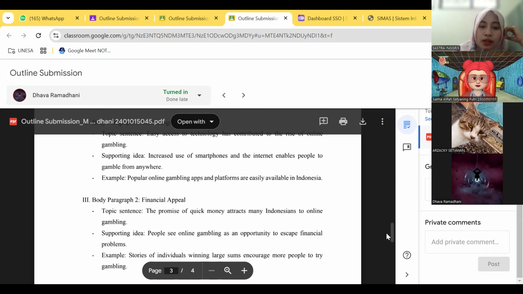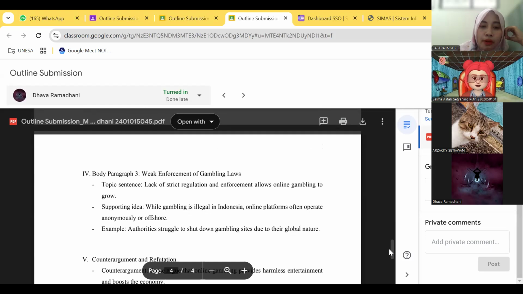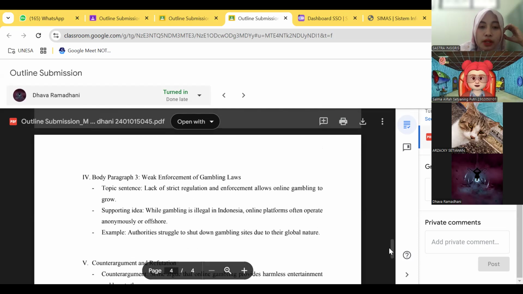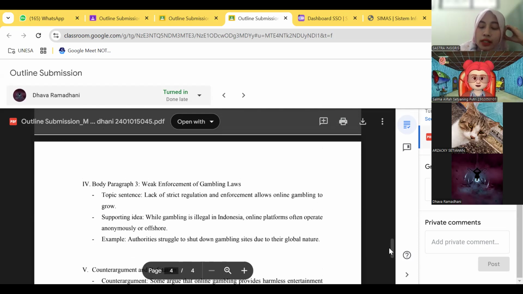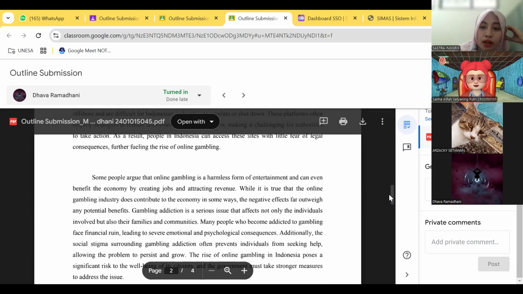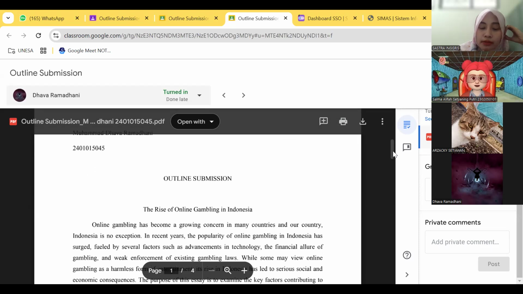Second argument here: the promise of quick money attracts many Indonesians to online gambling. Paragraph 3: lack of strict regulation enforcement allows online gambling. And then your counter argument here: some argue that online gambling provides harmless entertainment and boosts the economy. Okay, so I see your position here. So you disagree with the emergence of online gambling here, right?